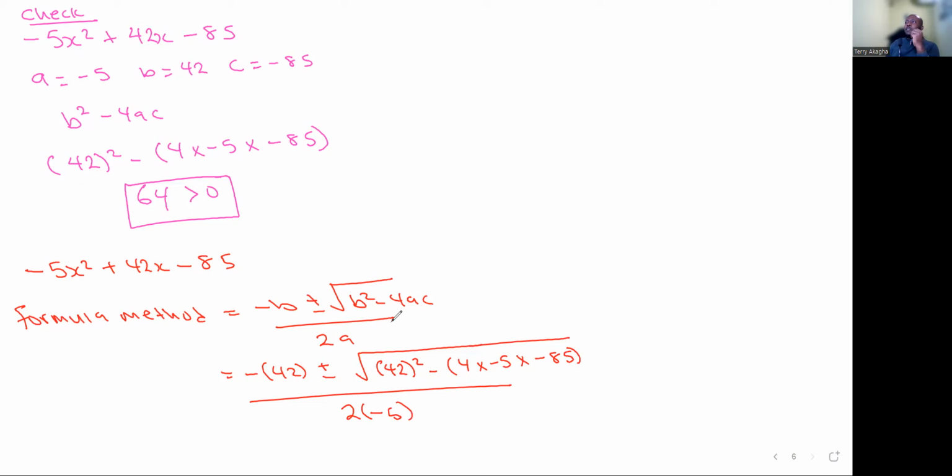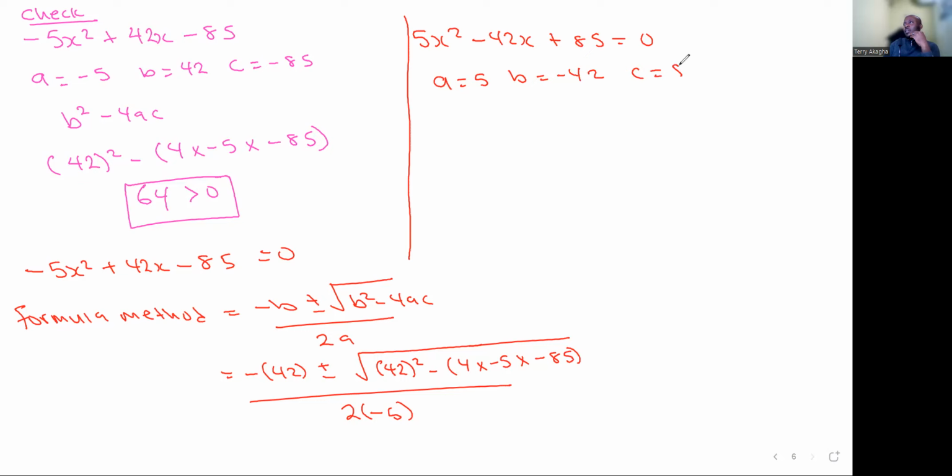Or if you're not really comfortable with the minus, what you can do is, because this is equal to 0, you can move all this to the other side. You get the same thing. So it could become 5x squared minus 42x plus 85 is equal to 0. Then in this case, the a is going to be 5, not minus 5. The b is going to be minus 42, and the c is going to be 85.